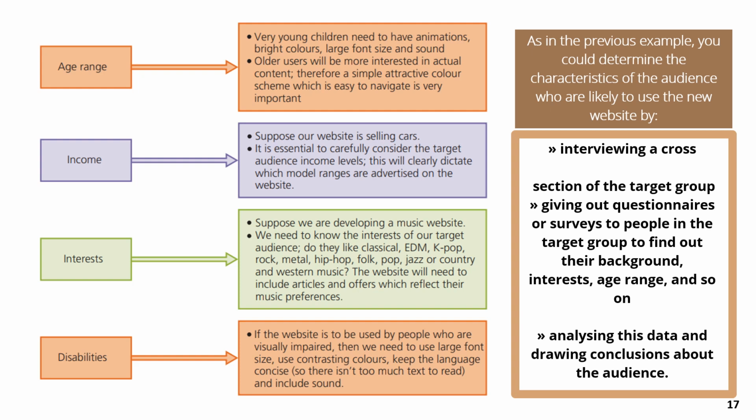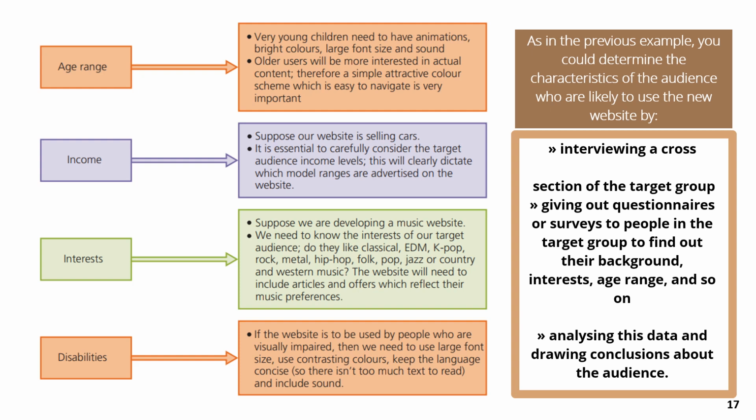The next one is disabilities. If the website is to be used by people who are visually impaired, who don't see clearly, then we need to use a large font size, use contrasting colors, and keep the language concise so there isn't much text to read, and include sound as much as possible. So these are the audiences you need to know. What kind of audience are you expecting on your website? And this is so important.